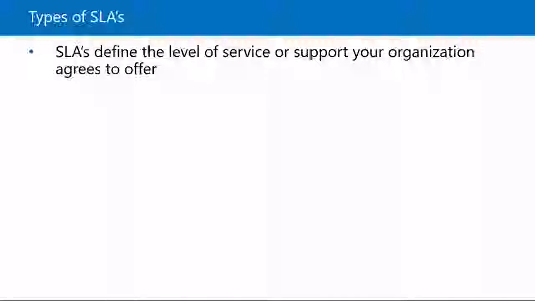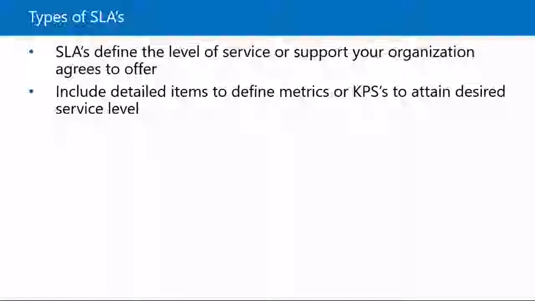We know that in Microsoft Dynamics 365, SLAs define the level of service or support that your organization agrees to offer to customers. They also include detailed items to define metrics or key performance indicators, KPIs, to attain that service level. Essentially, KPIs help you get a timely warning on your team's issue while providing support.